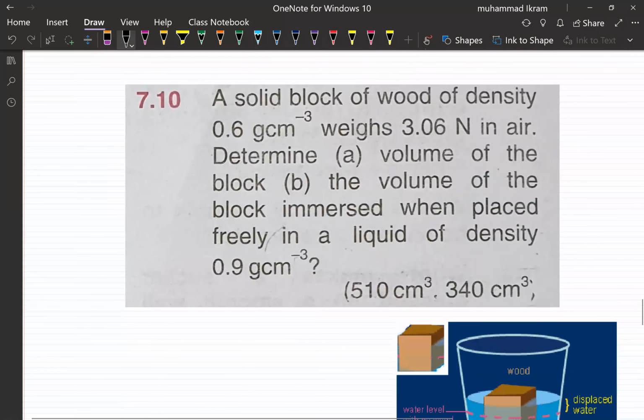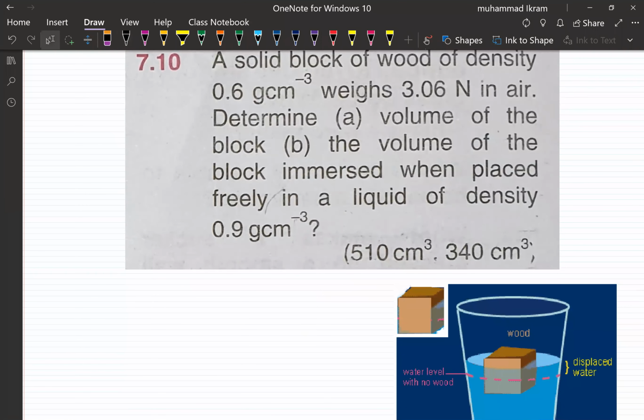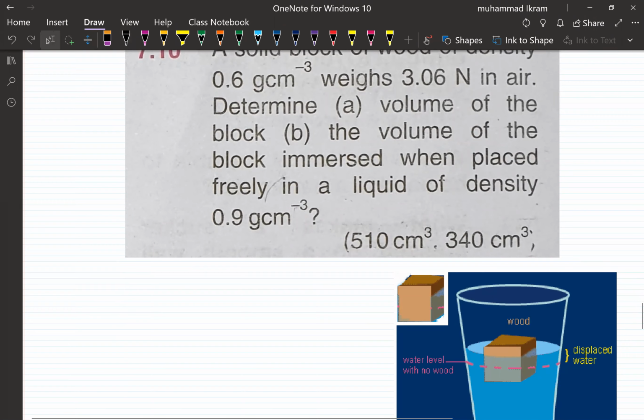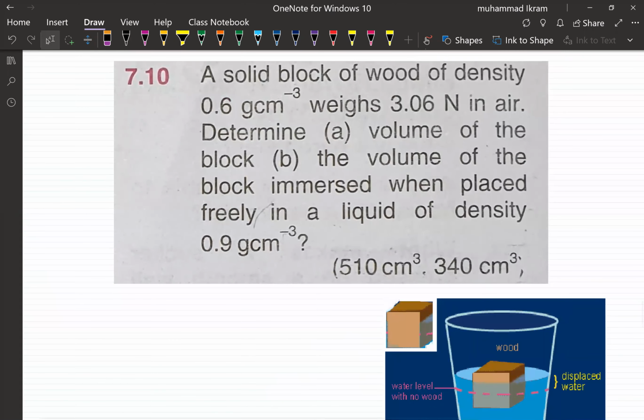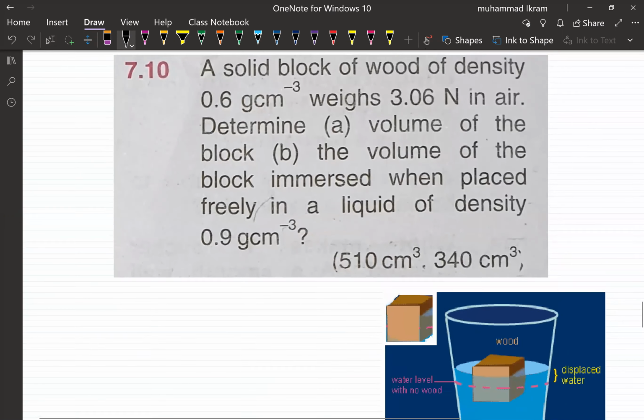The next question is that a solid block of wood of density 0.6 gram per cubic centimeter weighs 3.06 Newton in air. Determine the volume of the block, and the volume of the block immersed when placed freely in a liquid of density 0.9 gram per cubic centimeter. Right, so this is also very easy.